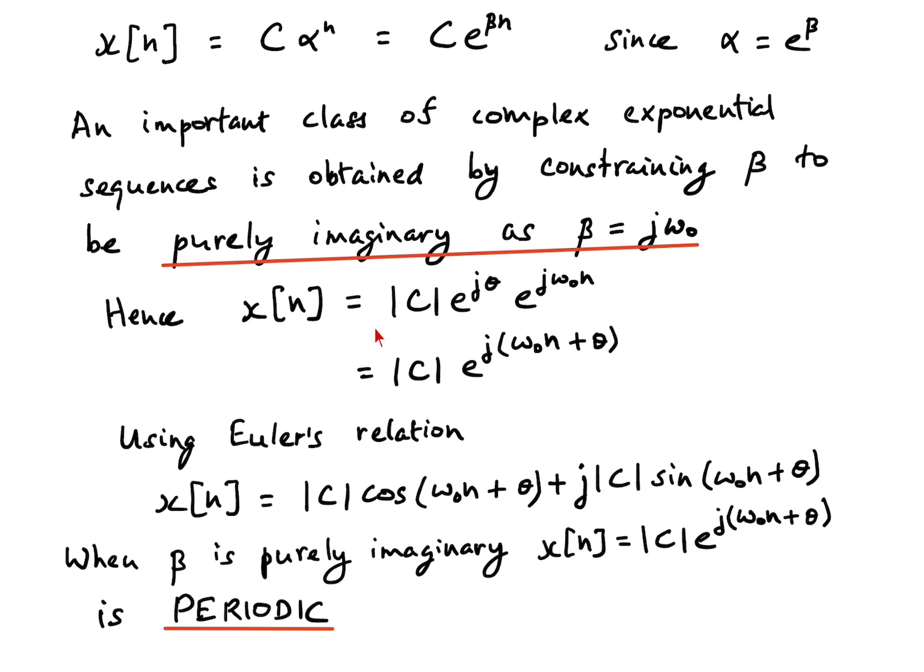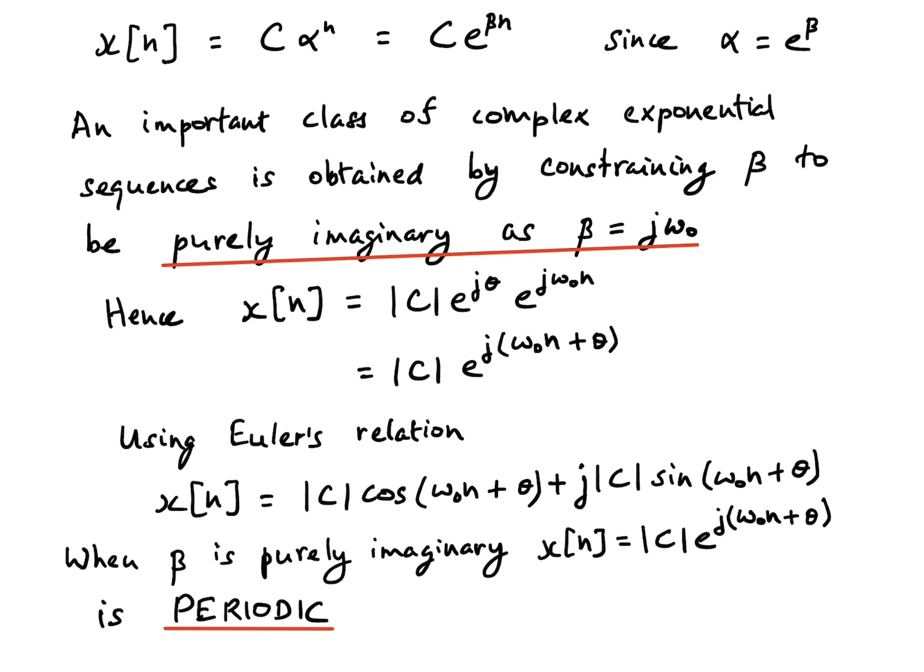So c alpha power n, c we have written in the polar form, and e power beta n, and beta is now purely imaginary. It's just j omega naught. There is no real term here. It's completely imaginary. In that case, we get the complex exponential sequence x of n in this particular form, which is magnitude of c e power j omega naught n plus theta. So we have just combined these two terms because they both have this common j term, right? So the j has been taken common as a common factor, and it's omega naught n plus theta.